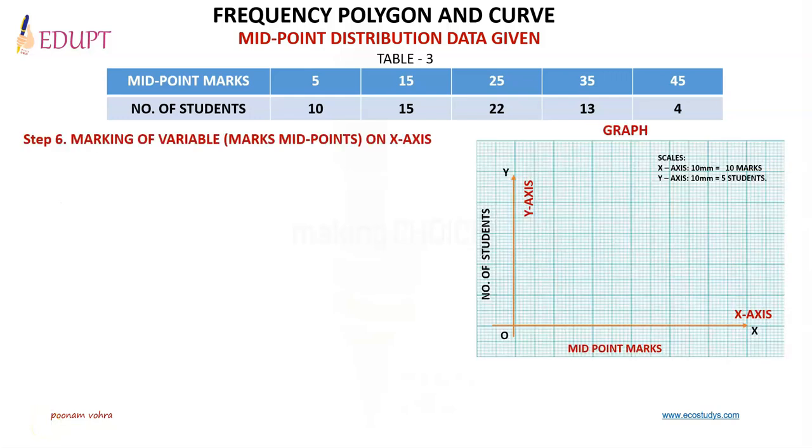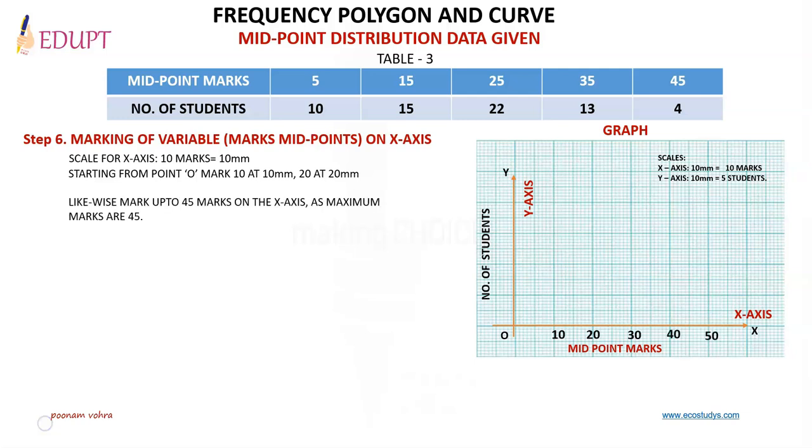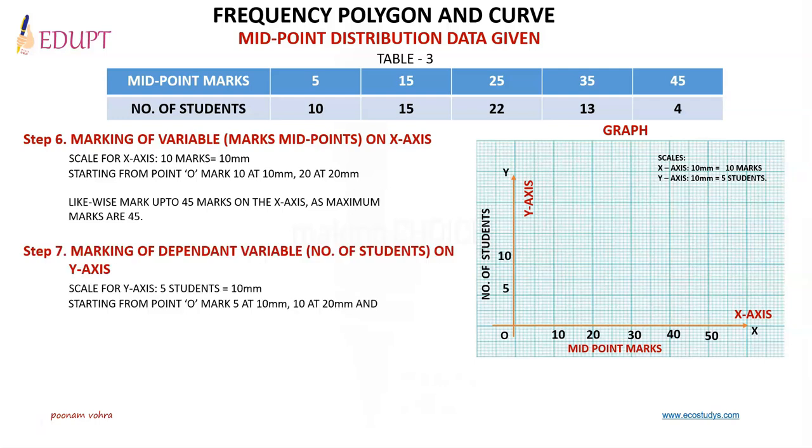Next step is that you need to mark the variables, which is midpoint on x-axis. Scale for x-axis is 10 marks is 10 millimeters. Starting point O, mark 10 at 10 millimeters, 20 at 20 millimeters, and so on till 50 marks. And then mark the dependent variable, number of students on y-axis. Scale is known as 5 students equivalent to 10 millimeters. So starting from point O, mark 5 at 10 millimeters, 10 at 20 millimeters, and so on till 25 students.